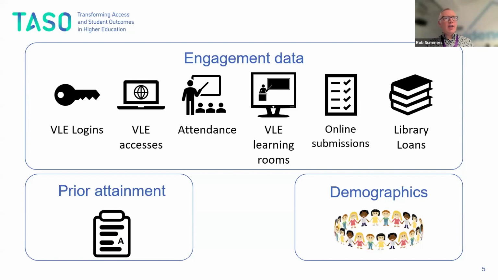And the two providers involved in this trial, Nottingham Trent University and Sheffield Hallam University, neither of them used the prior attainment or demographic data in their analytics systems. They use them primarily based on behavioural data.